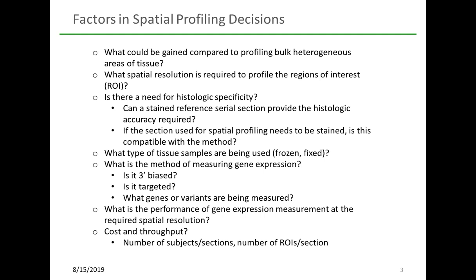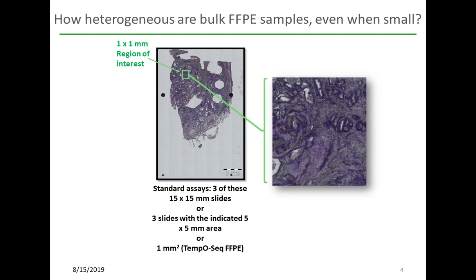And then finally, of course, is the cost and the throughput. If you're only going to look at a few sections, then maybe that's not quite as important, but if you certainly are going to look at lots of sections from different patients and in lots of areas within those sections, then both cost and throughput are really critical questions to ask.